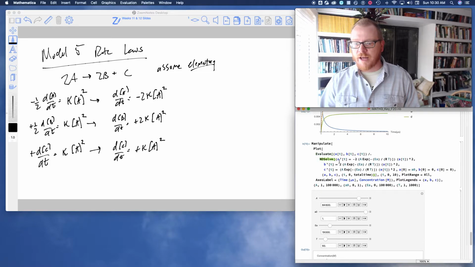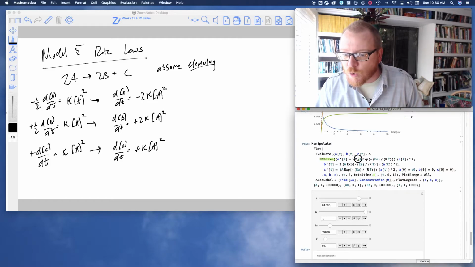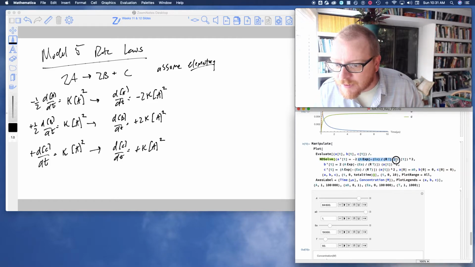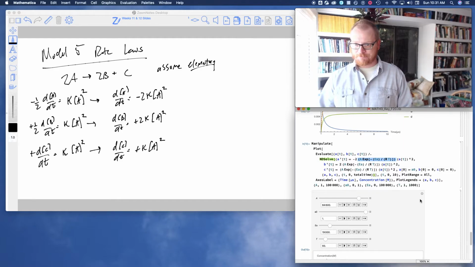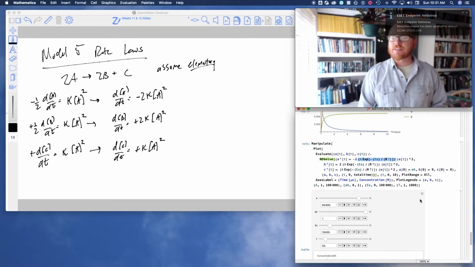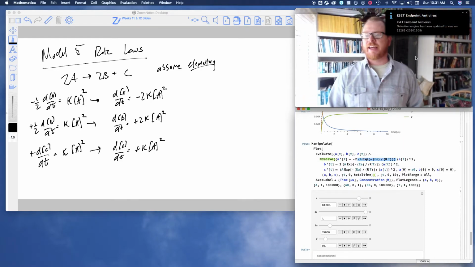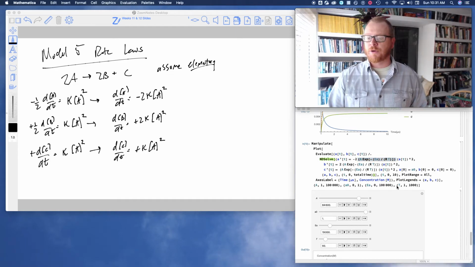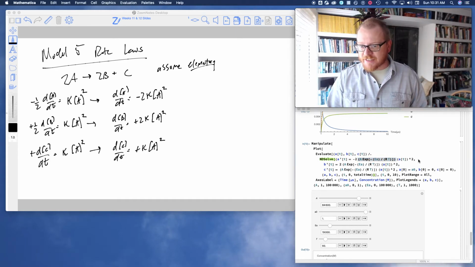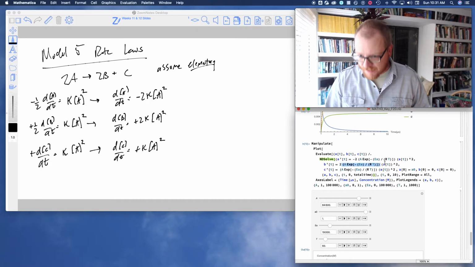But now check out what I do. A'(t) equals negative 2, and then look, this whole chunk right here is K. So we're putting the Arrhenius equation directly into that model. So there it is, K times A squared. And then here's B'(t) equals 2 times, once again, K times A squared. And then for C, I don't have to have the 2, right, because of the stoichiometry.